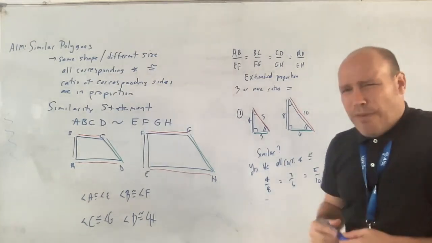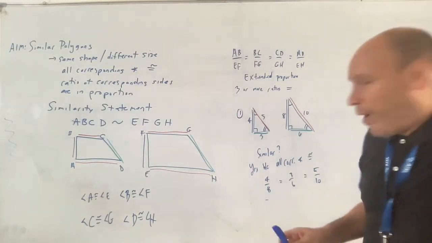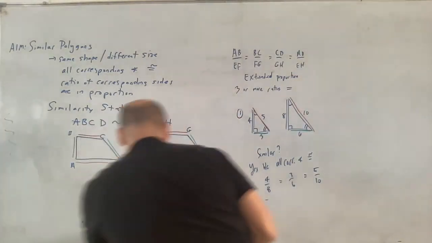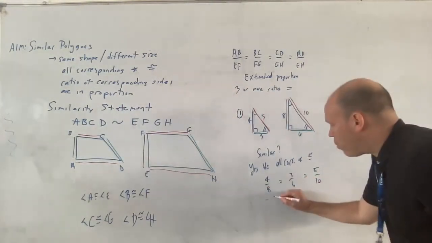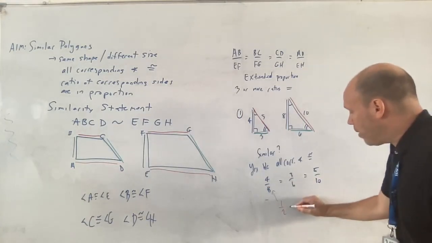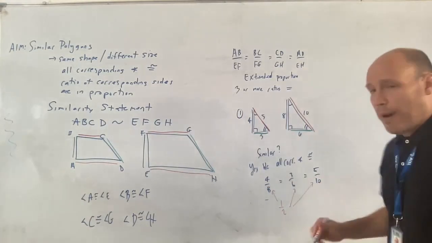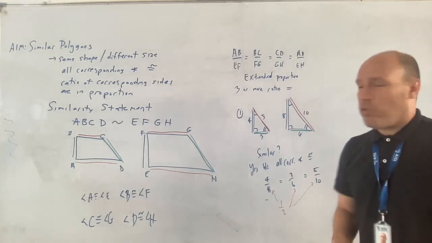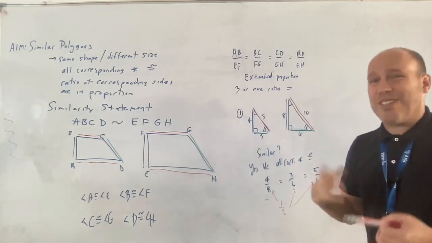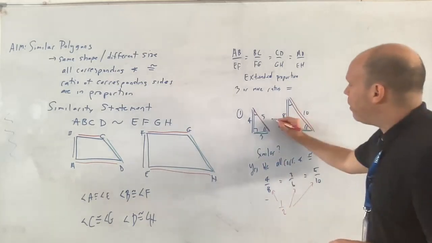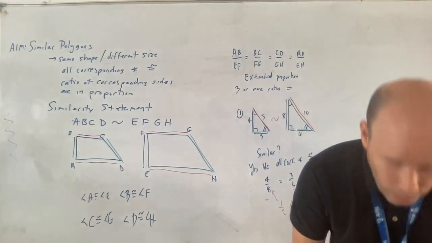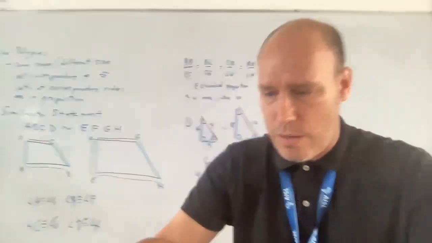Do all these simplify to the same simplest ratio? The answer is yes. 4 over 8 is 1/2. 3 over 6 is 1/2, and 5 over 10 is 1/2. Therefore, because all the angles are congruent and all the ratios of corresponding sides are in proportion, we can say that these triangles are similar. Good. Next question. Let's move the screen over.